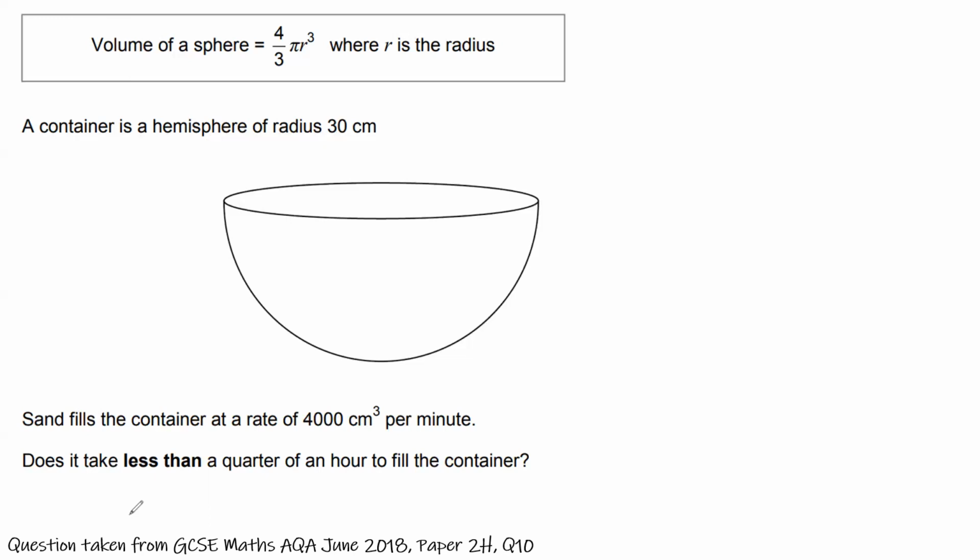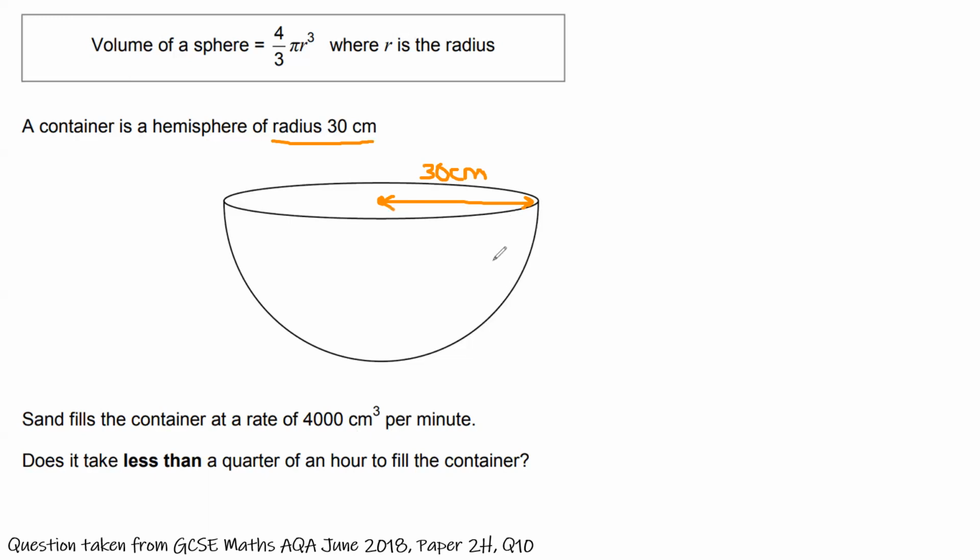So in this question, we've been given the equation for the volume of a sphere, which is very nice of them. And we've been told that we've got this hemisphere with a radius of 30 centimeters. So remember, the radius goes from the center of the circle to the outside of the circle. And we know that this is 30 centimeters. So we know that sand fills the container at a rate of 4,000 centimeters cubed per minute.